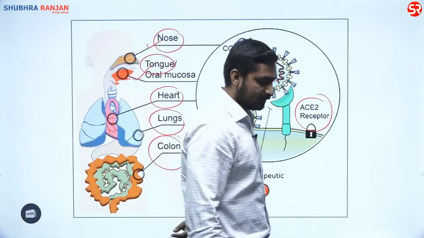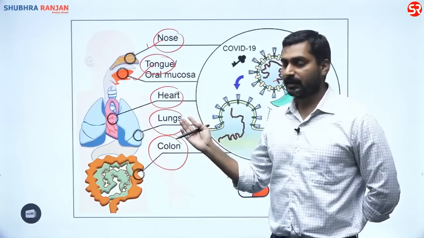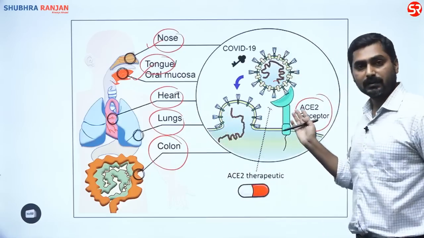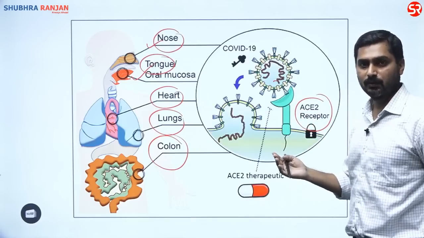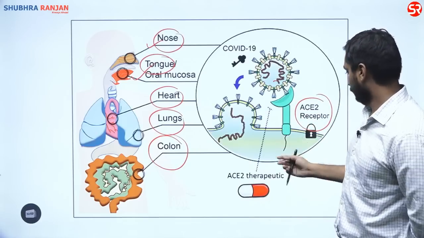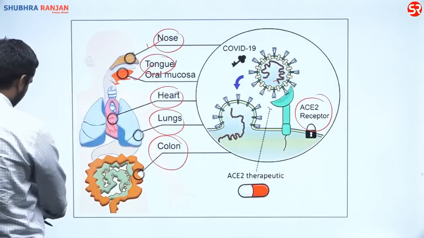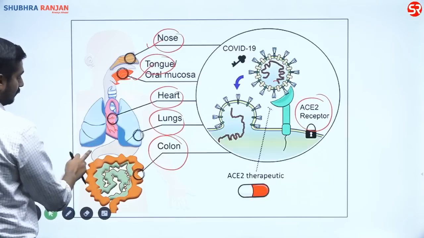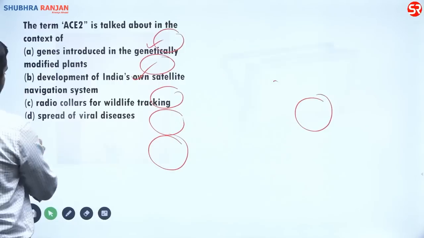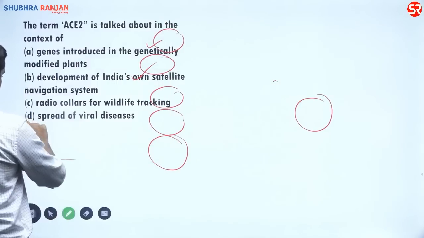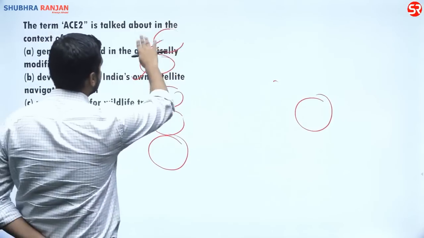Also, studies have pointed that increased use of cigarettes increases the concentration of ACE2, thus increasing your vulnerability towards the COVID virus pandemic. Now, moving on to the next question. So the answer for this question is D, sorry, D, spread of viral diseases. Moving on to the next question.